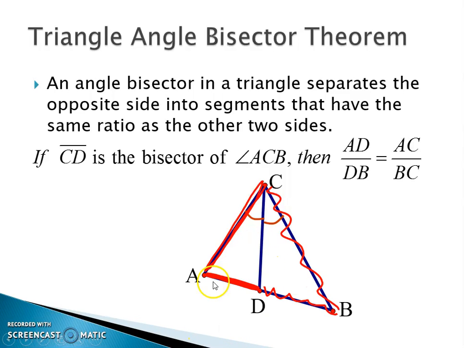So these two are proportional, if it's bisecting, if the angles are equal here. So this is called the triangle angle bisector theorem: if an angle bisector in a triangle separates the opposite side into two segments, they have the same ratio as the other two sides.